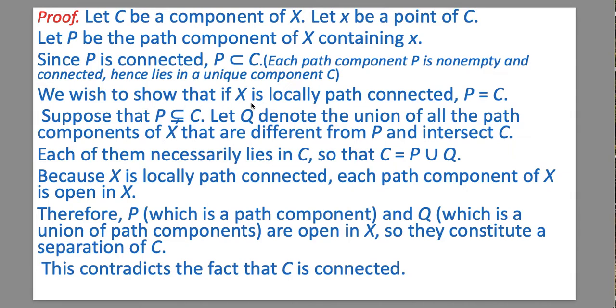Now we want to show that if X is locally path connected, then P equals C. Suppose P is not equal to C. Let Q denote the union of all the path components of X that are different from P and intersect C. Each of them necessarily lies in C, so that C is equal to P union Q. Because X is locally path connected, each path component of X is open in X. Therefore, P, which is a path component, and Q, which is a union of path components, are open in X. So they form a separation of C. This contradicts the fact that C is connected.